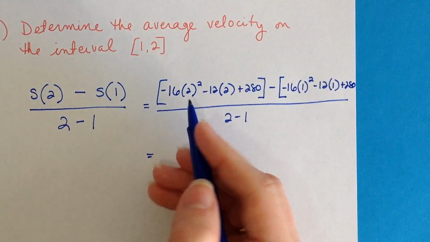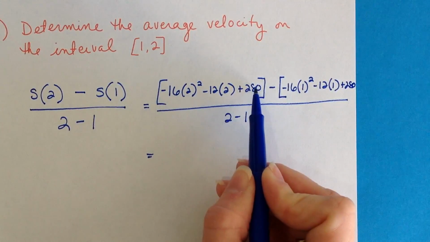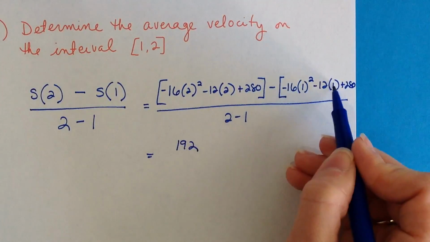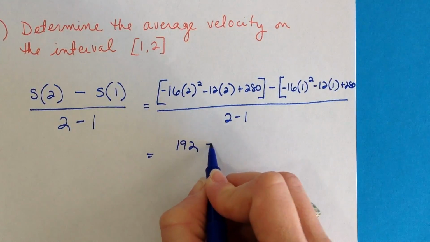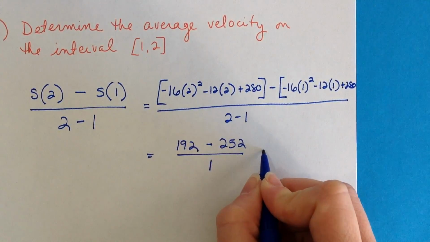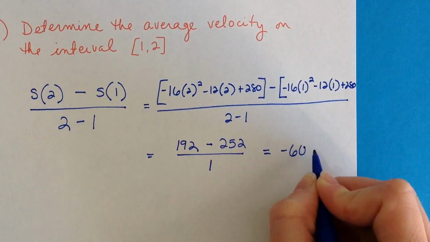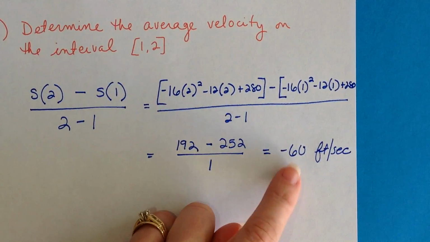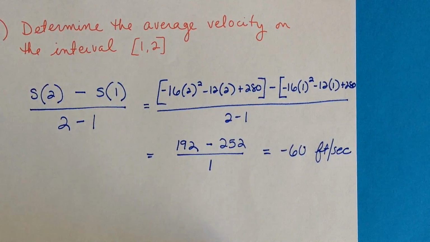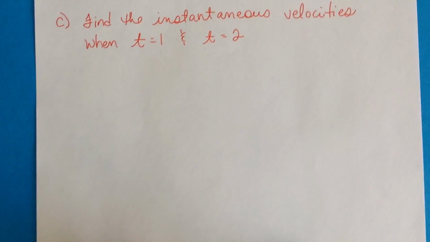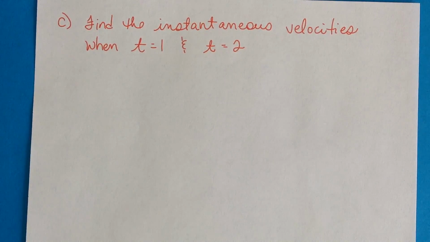All right, so if you calculate s of 2, this first part that I have in the bracket, then you're going to get 192. And then calculate over here where we substituted in the 1, and you would get 252. Of course, on the bottom, 2 minus 1 is just 1. So that gives you negative 60, and that would be feet per second. So this would be considered your average velocity. Okay, next, you're going to be asked to find the instantaneous velocity at t equals 1 and t equals 2.